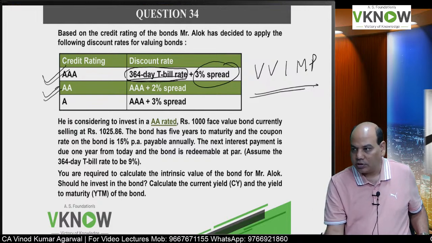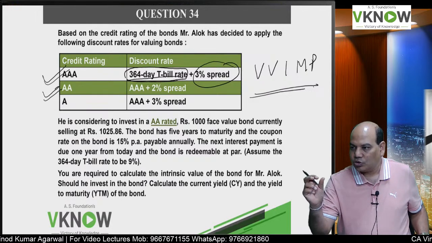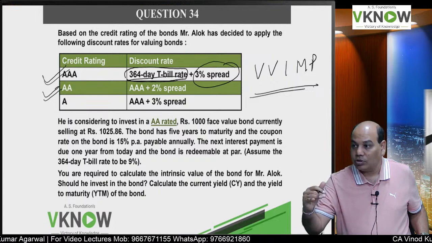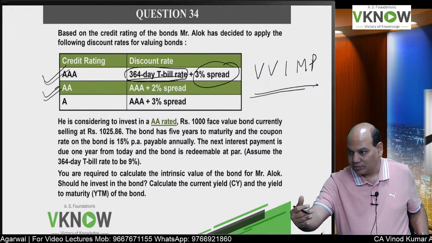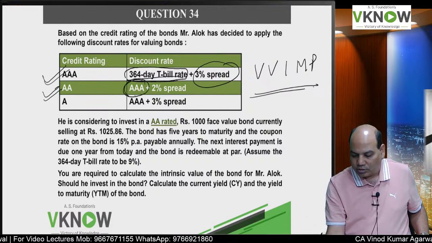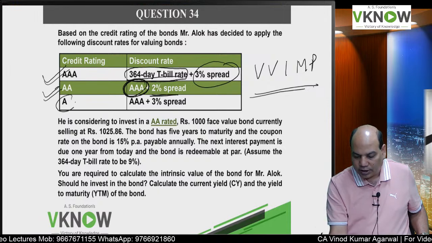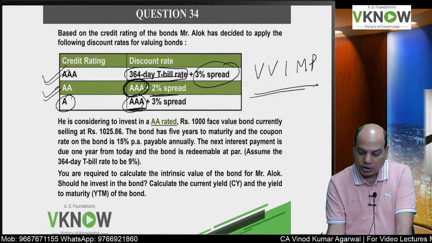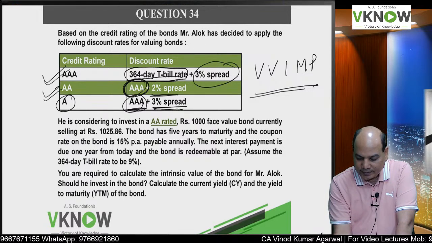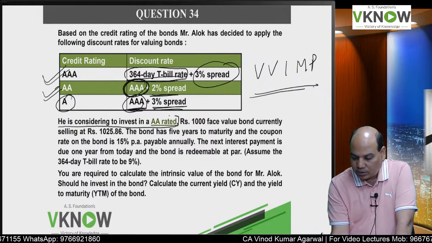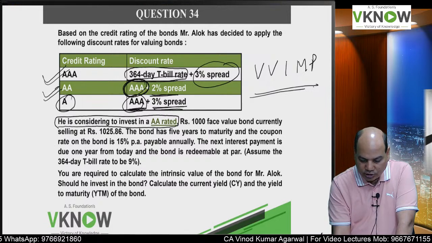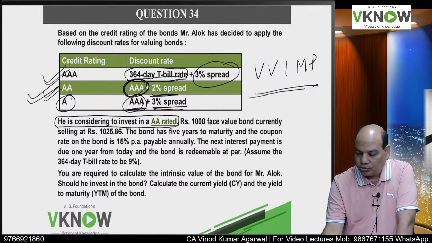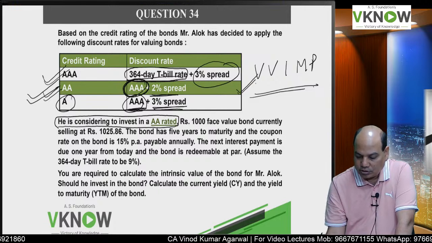But if the credit rating is AA, it is also a good quality bond, but less good compared to AAA. So he will apply a discount rate equal to AAA plus 2. And if it is an A rated bond, he will apply a discount rate equal to AAA plus 3% spread. He is considering investing in an AA rated bond. So which is relevant for us? This is relevant for us. We have to see how much discount rate he will apply for this.